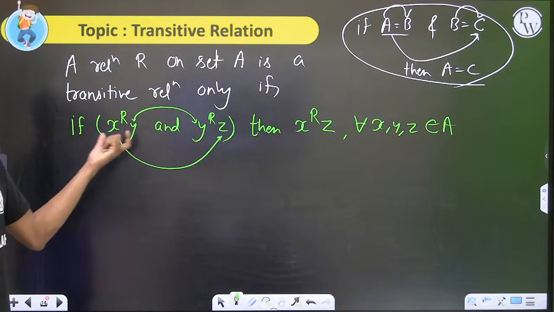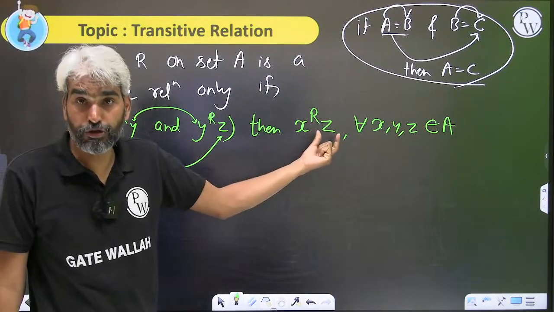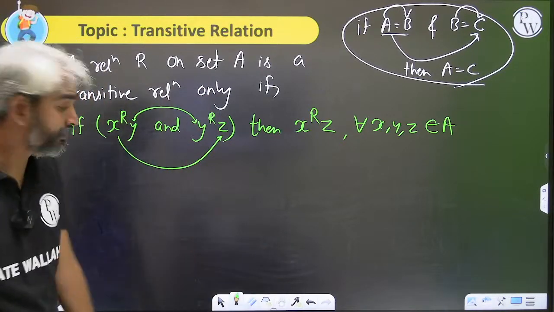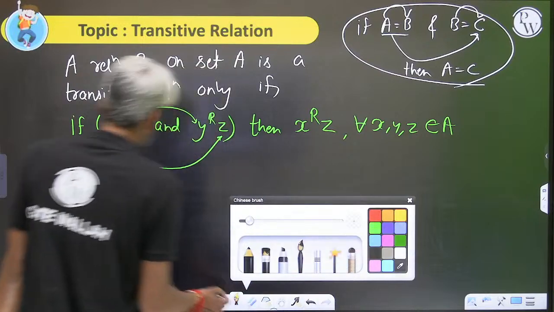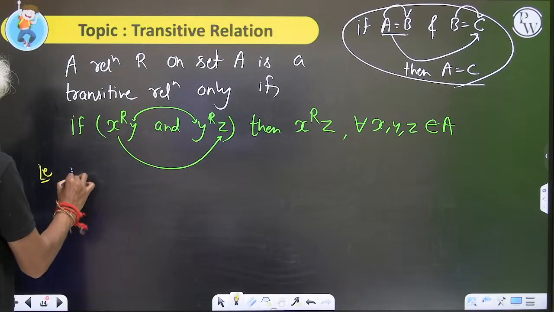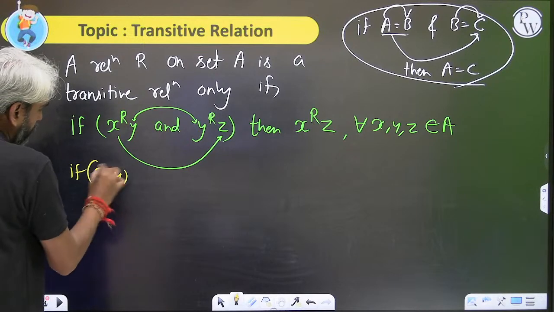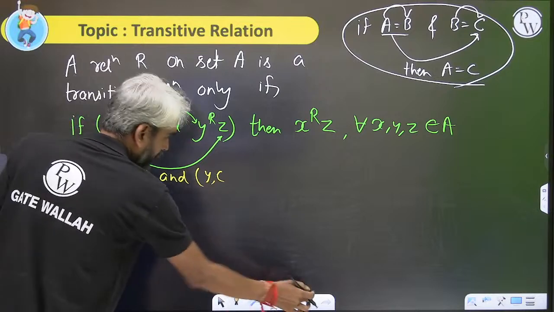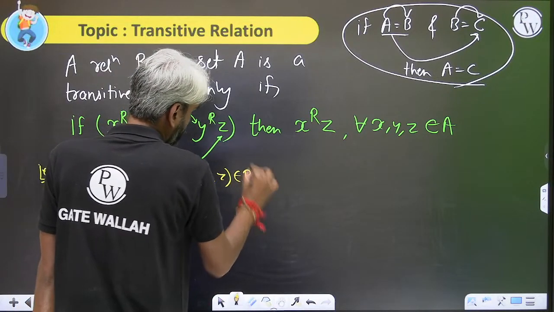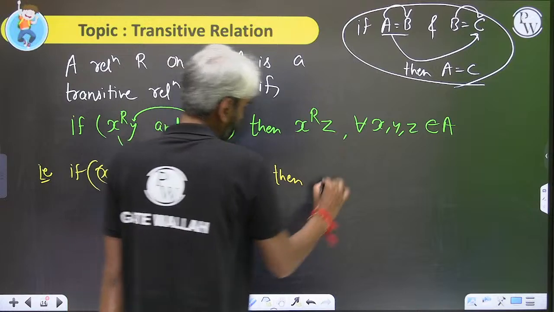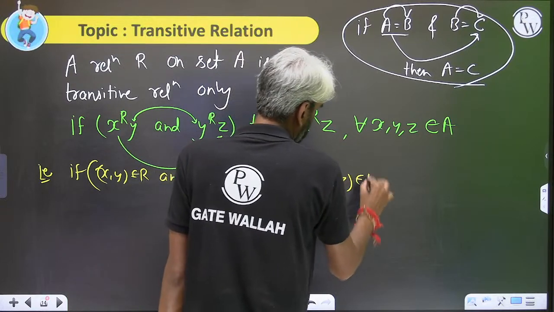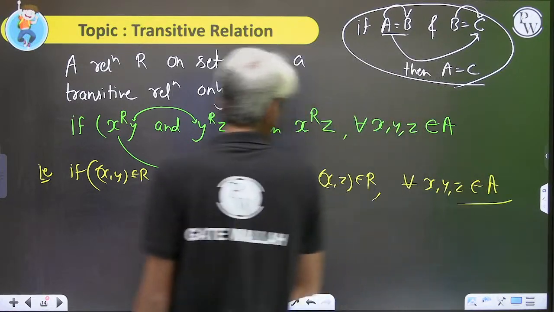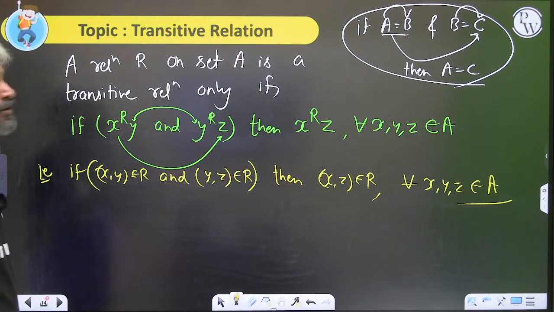If the if condition is satisfied for any X, Y, Z, then the then condition should also be satisfied. If the if condition itself is false, we don't need to worry, the statement will be true. In terms of belonging: if (X, Y) belongs to R and (Y, Z) belongs to R, then (X, Z) should also belong to R for all X, Y, Z belonging to A. Yeah, that's the property.